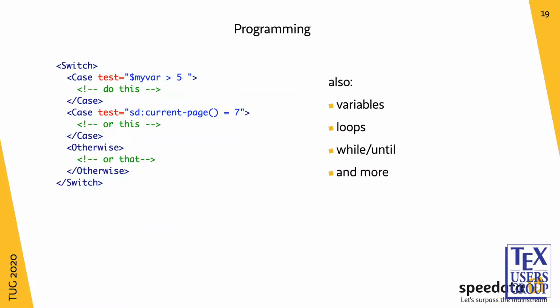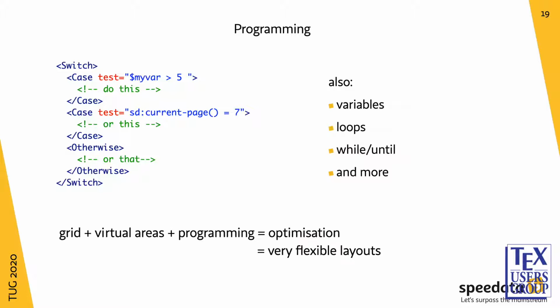The last topic is about programming. The Speedata layout language comes with a simple yet powerful programming language. It has conditionals, similar to XSLT, and also variables, loops, conditional loops such as while and until, and some more. This is enough to combine the previously mentioned building blocks into an optimization machine. Just place objects into virtual areas, get information about them, and place objects accordingly. I would say that this leads to very flexible layouts. I have not seen any structured document yet that cannot be optimized with these mechanisms.